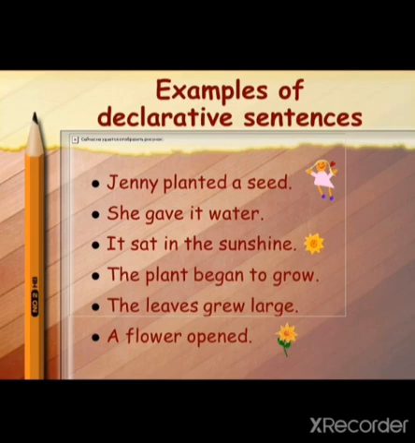If they are negative sentences, they will also be called declarative sentences. For example, you can say like this: Jenny did not plant a seed, she did not give it water, it did not sit in the sunshine. So it will also be included in the declarative sentences.